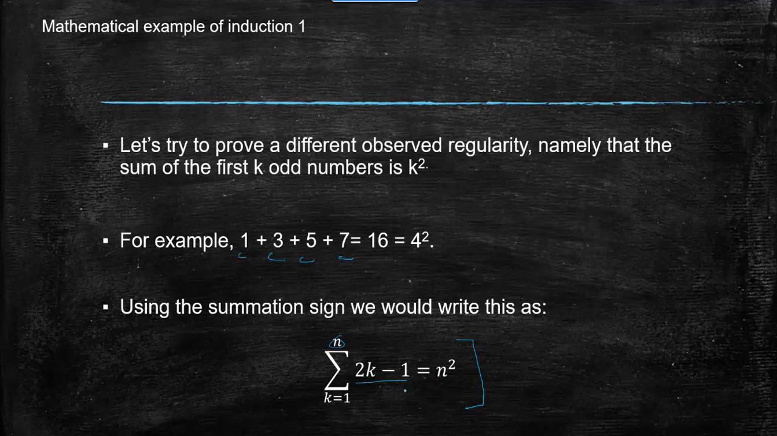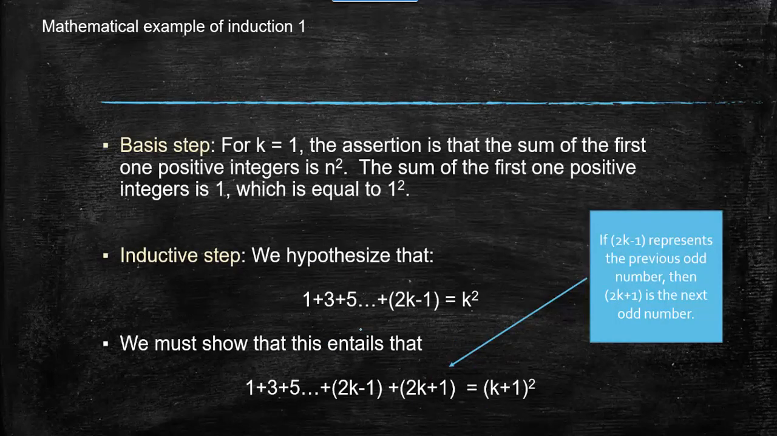So what do we do? Well, the first thing you do is you prove it for the base case. The first odd number is 1, and of course, if you put that in the formula, you get 1. So that's the easy part. The inductive step is just a little bit trickier.